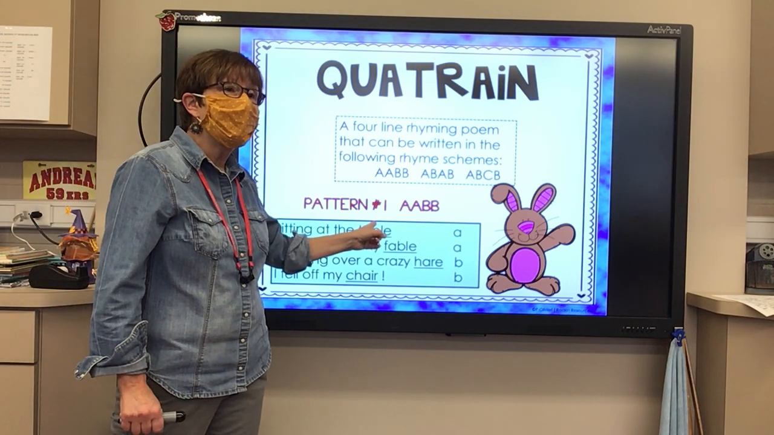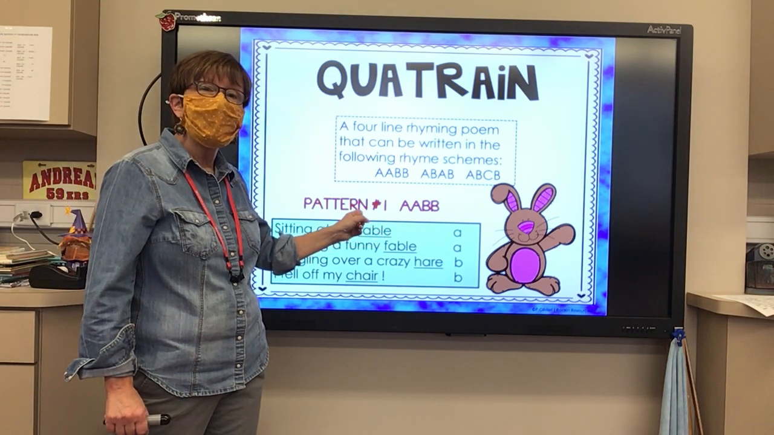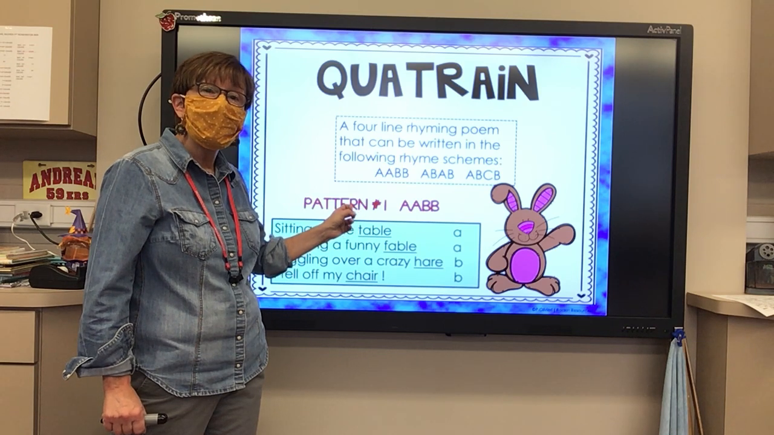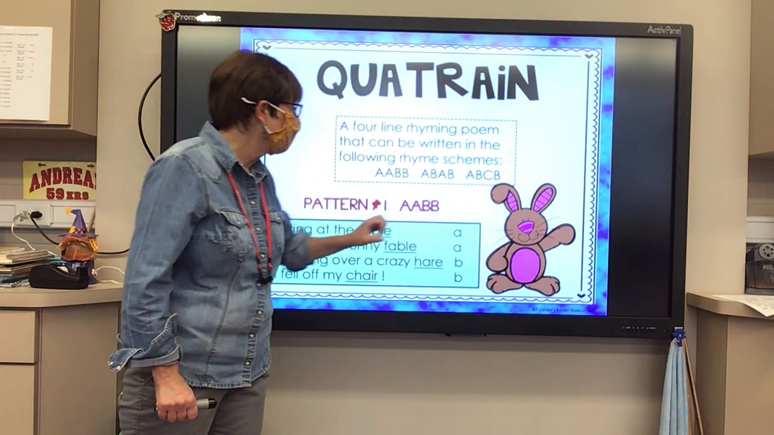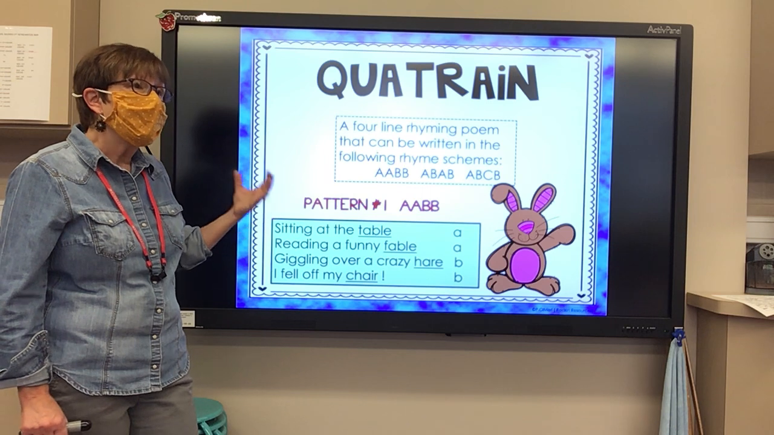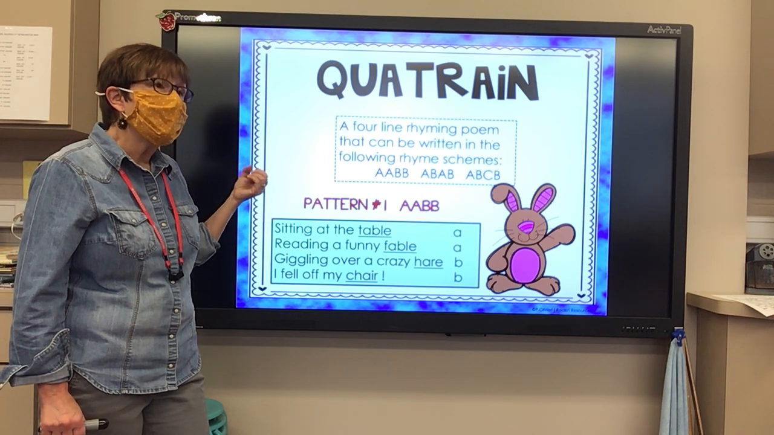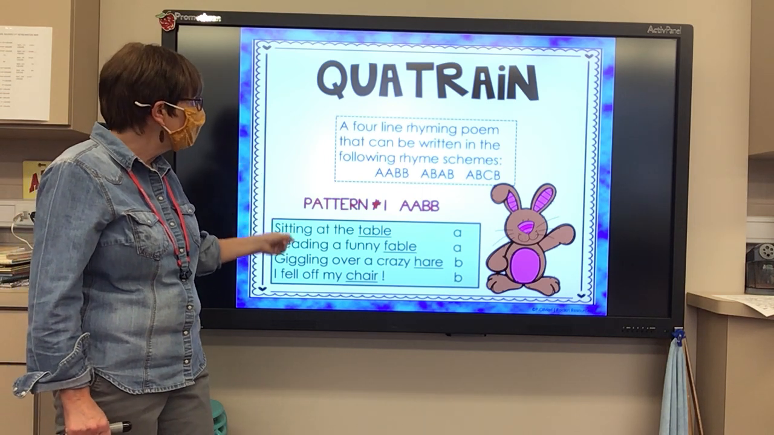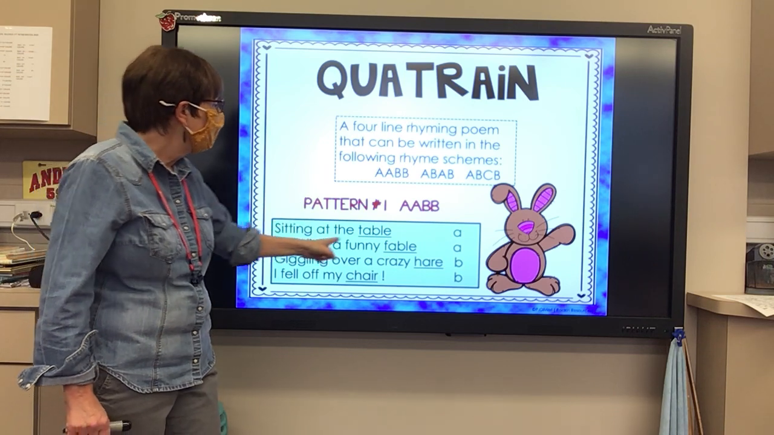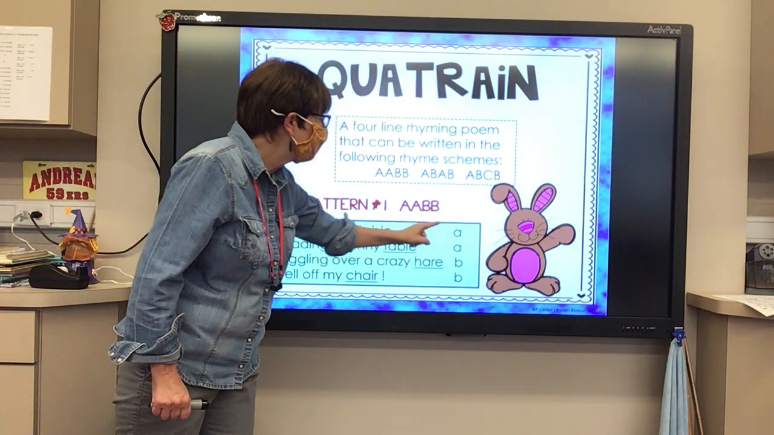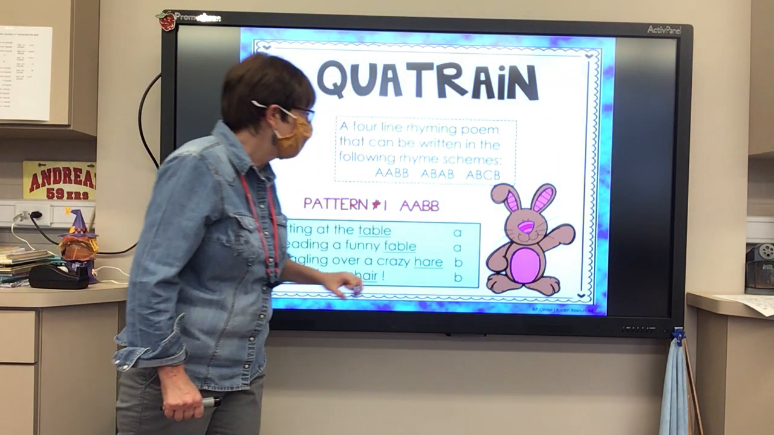Now remember, when we're trying to figure out the rhyme scheme of a poem, the first line is always line what? Juliana? A. It's always line A. So then we look to see if there's another line that rhymes with line A. In this case, with pattern 1, table and fable rhyme. So that is an AA right there.